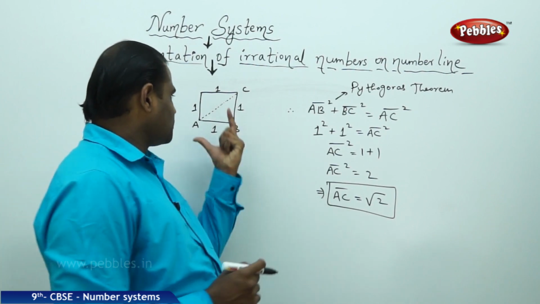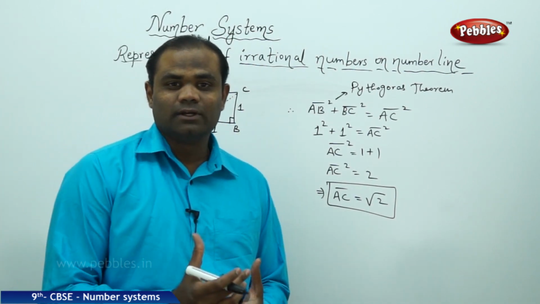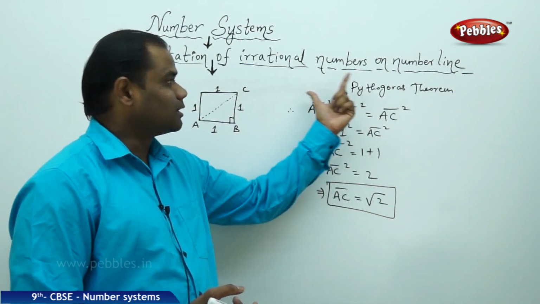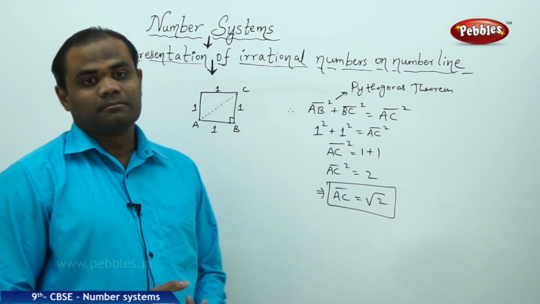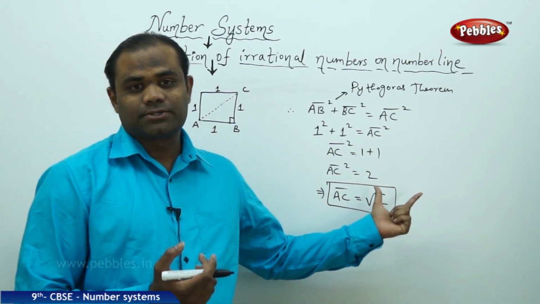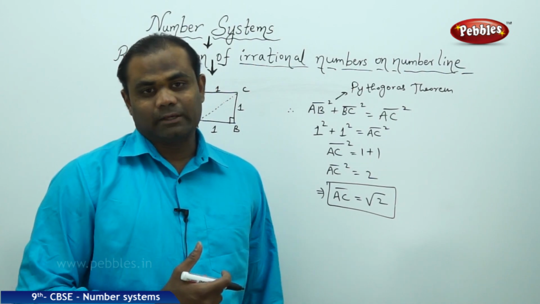So this dimension of the diagonal being root 2 is what we utilize in representing root 2, which is an irrational number, on the number line. Let's see how we can take this further into geometrically constructing root 2 on the number line.